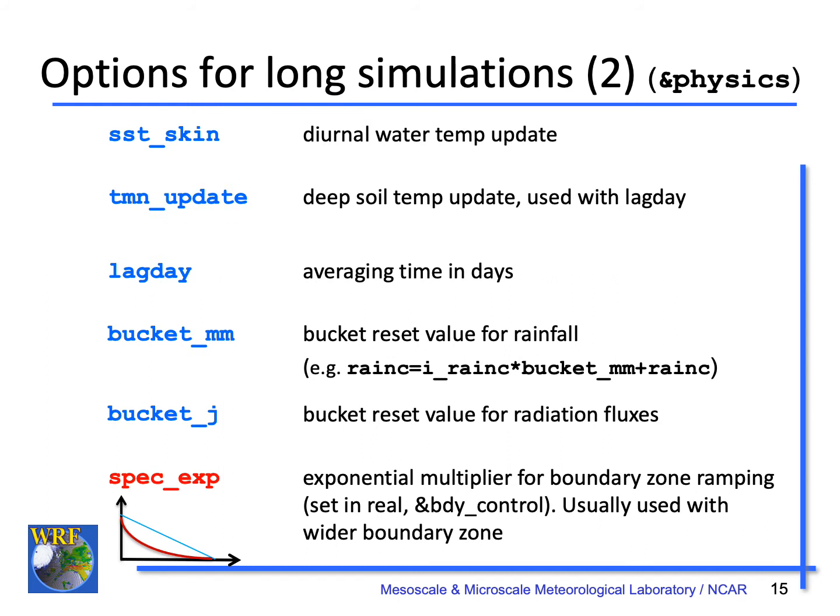Most of the options showing on this slide are covered in the physics talk. The one that may not be is the last one on the list, the spec_exp option. This is used together with the width of the lateral boundary zone, spec_bdy_width. Rather than reducing the forcing data linearly from the outmost row and column to the end of the boundary zone, this option offers a fast decaying function that reduces the impact of forcing data, as shown by the brown curve in the small sketch on the slide. This is shown to work well with a wider boundary zone and with coarser resolution forcing data.